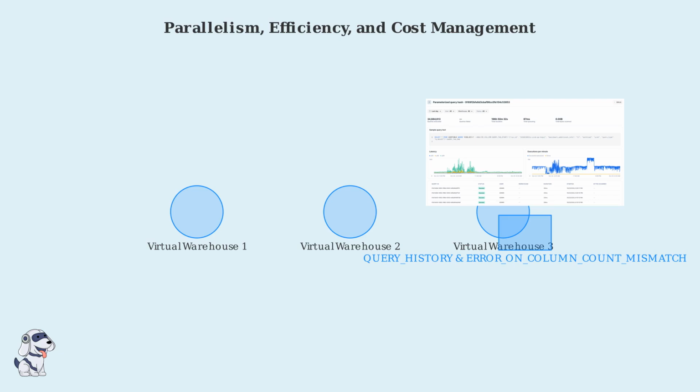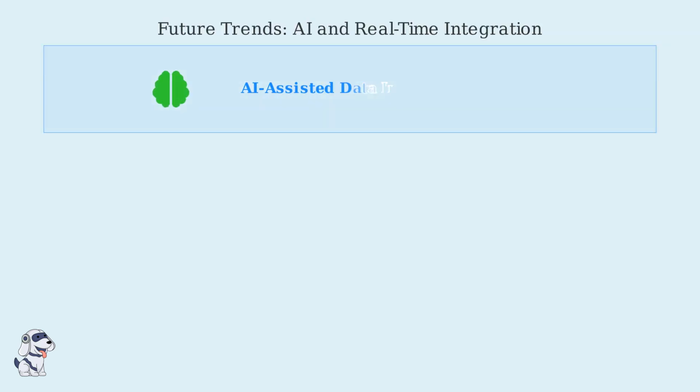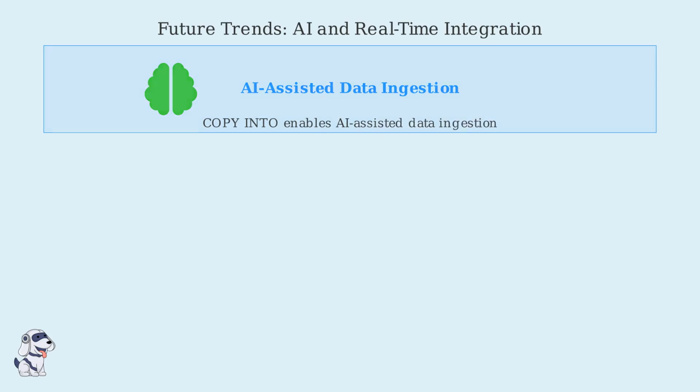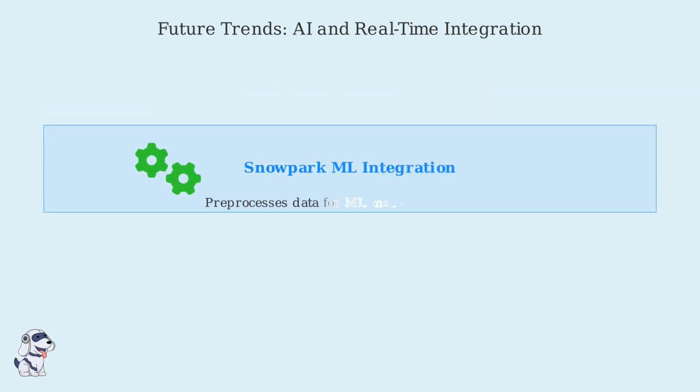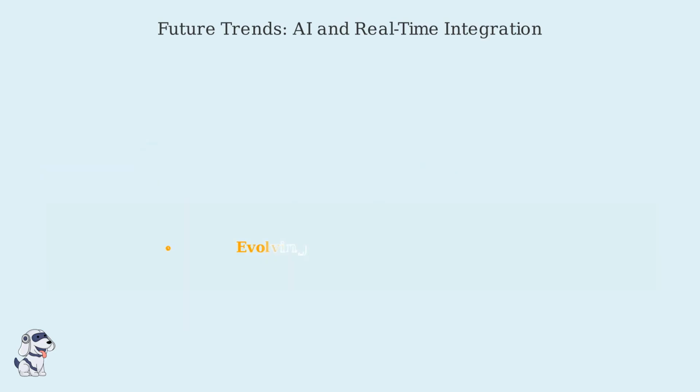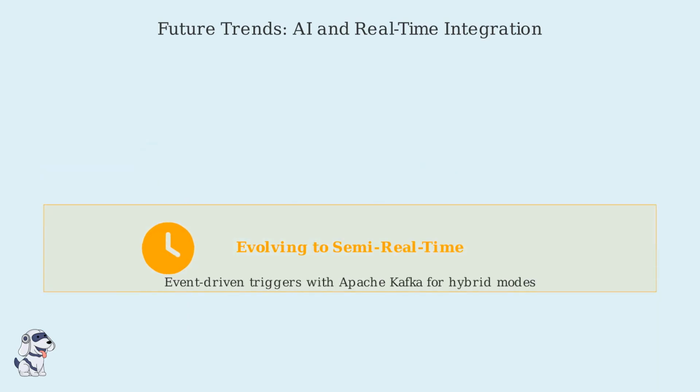The future of copy into involves AI-assisted data ingestion. Snowflake's Snowpark ML integration allows copy into to pre-process data for machine learning models directly during load. While copy into is batch-oriented, it's evolving towards semi-real time via event-driven triggers, for example with Apache Kafka connectors, hinting at hybrid batch and streaming modes.